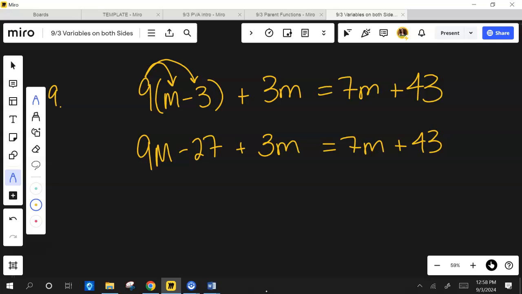All right, you're exactly right. Remember, I want to simplify each side first. Part of simplifying is combining like terms. So on that left side together, Samik, shut your mouth and pay attention. 9m and 3m gives me what? 12m.